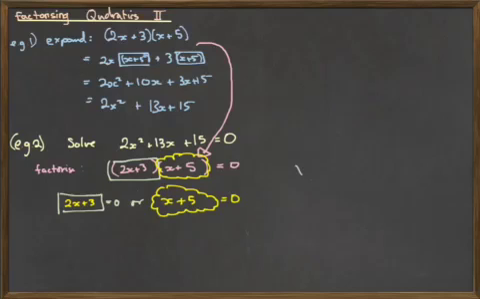Okay, so if 2x plus 3 is 0, well, before we move on, the time is 12:19.